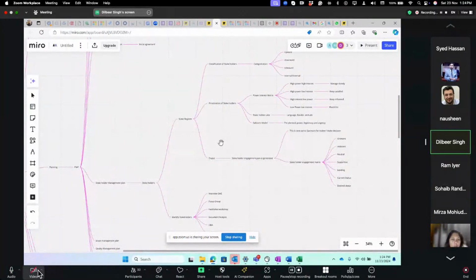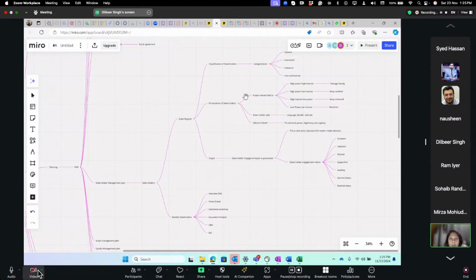Okay. So we have the stakeholder management plan where we have the analysis of our stakeholders. We first identify them by using focus groups, facilitated workshops, EEFs, OPAs, interviews, etc. After this, we have the stakeholder register where we do the classification of the stakeholders by categorization: upward, downward, sideward, and internal or external. After the classification, we will have the prioritization of the stakeholders.